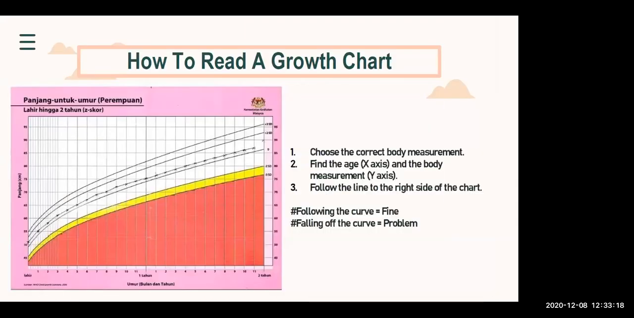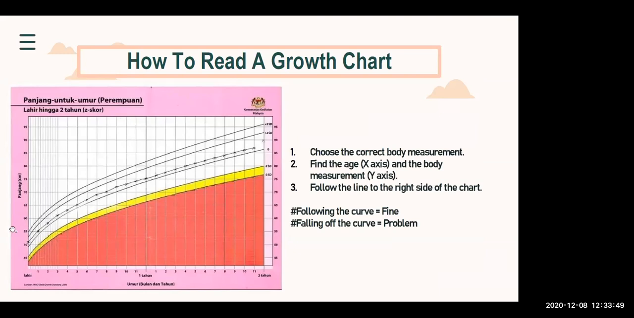Now let's learn how to read and use the growth chart. There are a lot of growth charts that we can choose. For the first step, we need to choose the correct body measurement that we want. In the photo on the left side of the slide, I choose length for age for a female child, with the growth chart from birth to 2 years old. Note that the growth charts for female and male are different, so we need to be careful in choosing the growth chart.